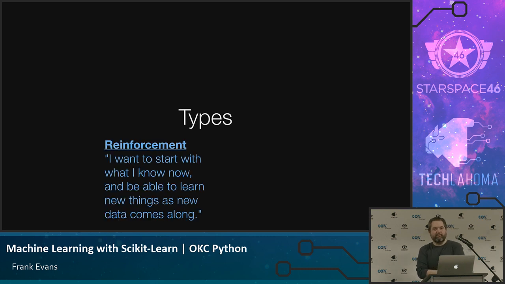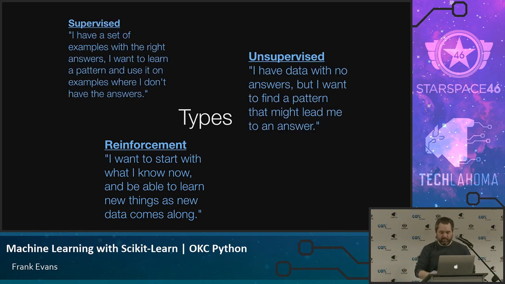And then reinforcement is the third one, and reinforcement is the rarest of the 3. It's kind of an up-and-comer in a way. I want to start with something that I know now, and then as new data comes in live, I want to alter what I know to make decisions. So it's something that will keep its understanding up to date.